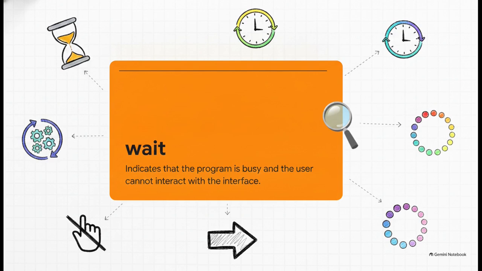This is the CSS property you reach for when your application is doing something heavy in the background. It tells the user, quite literally, to hold on. Now, depending on your operating system, the browser typically renders this as an hourglass, maybe a watch, or that classic spinning loader icon. It's just a universally understood signal that the interface is temporarily blocked from interaction.